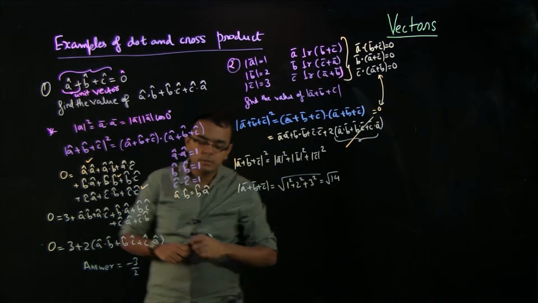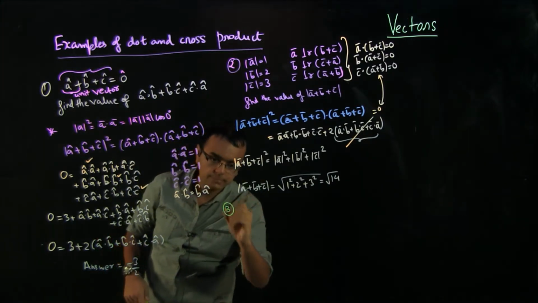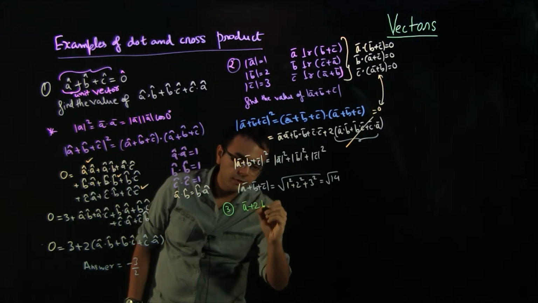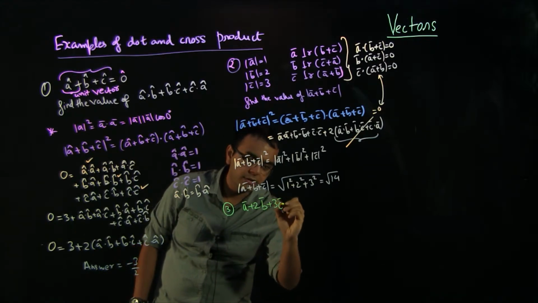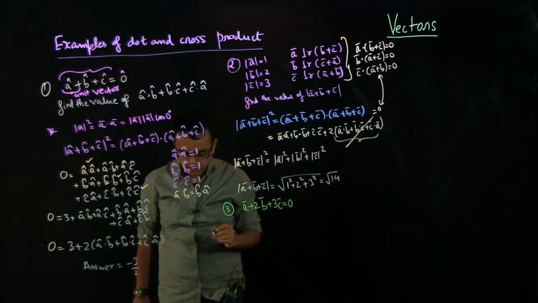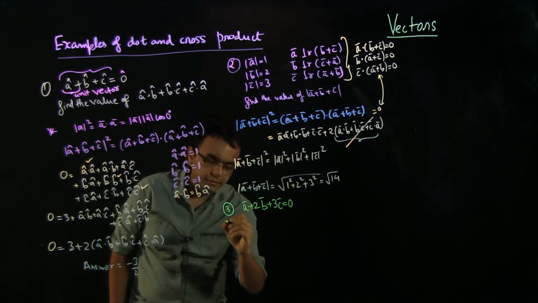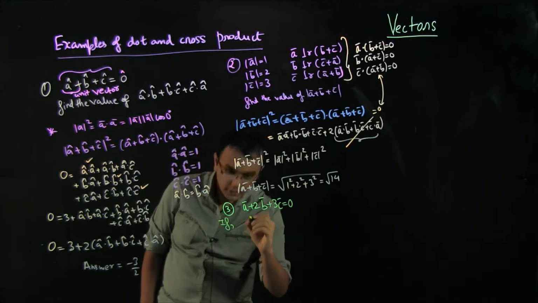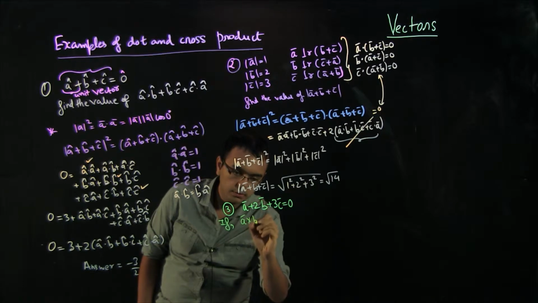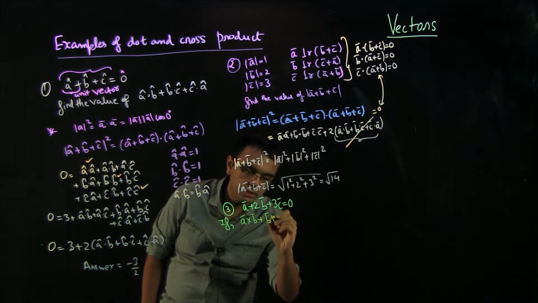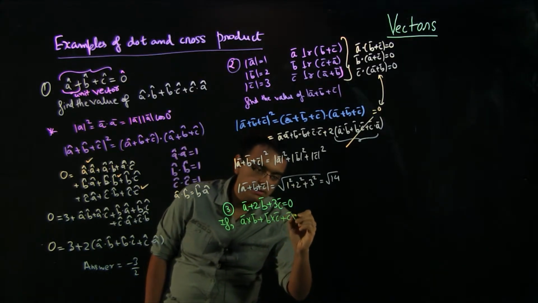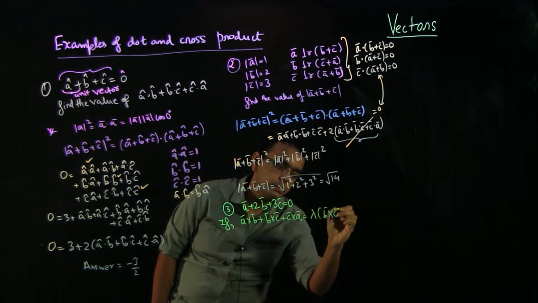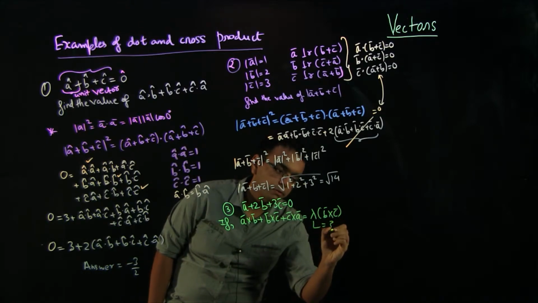Now let us do another problem. The third problem which I want to do today is: vector a plus 2 vector b plus 3 vector c is equal to 0. This has been given to us, and if a cross b plus b cross c plus c cross a is equal to lambda times b cross c, what is the value of lambda?